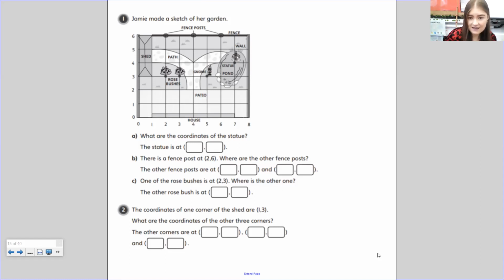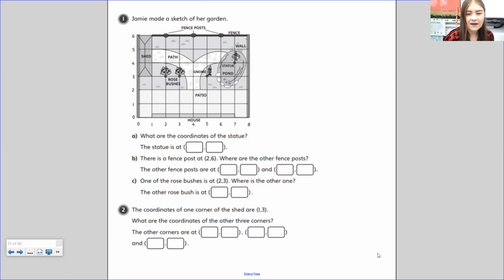There is a fence at 2, 6. Where is 2, 6? Okay, oh yeah, I can see the fence post. Where are the other fence posts? I think you can tell me. One of the rose bushes, okay, yeah, I can see the 2 rose bushes, is at 2, 3. Where is the other one? You need to give me the coordinate for that. You guys can do that. I can feel it. I can sense it.